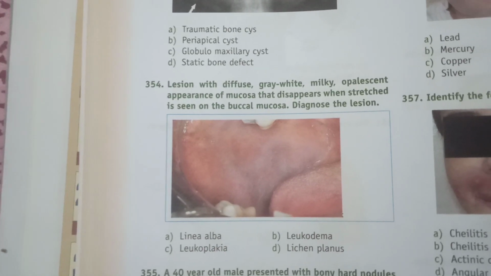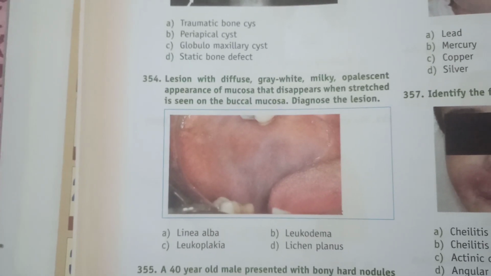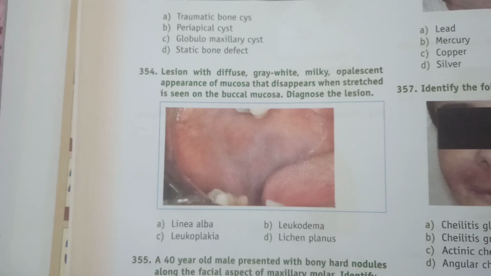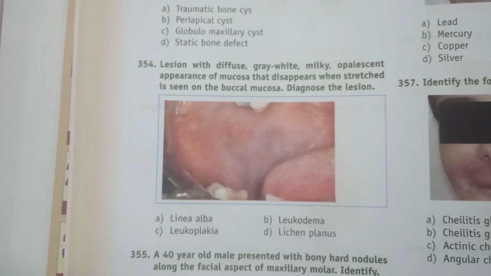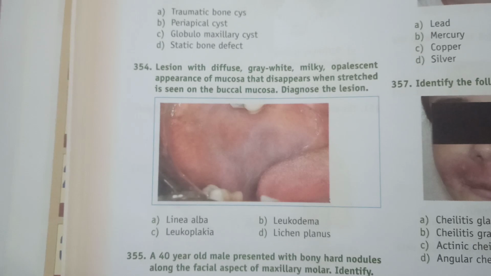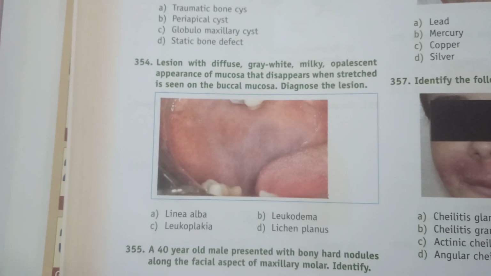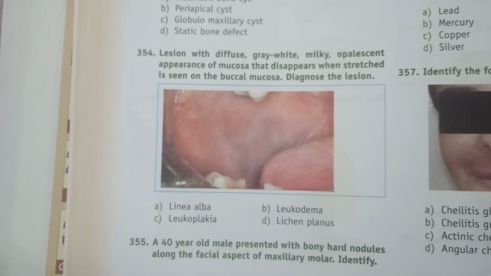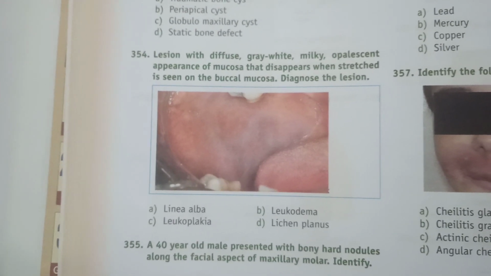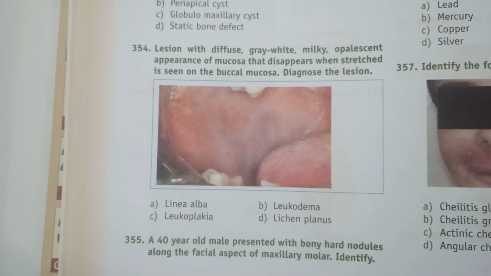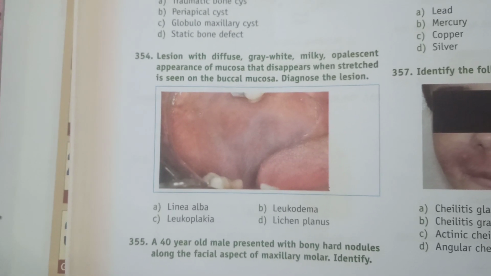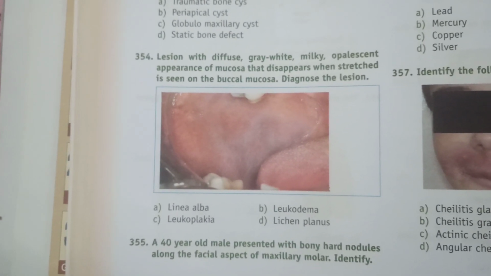So the next question, 354. Lesion with diffuse grey-white milky opalescent appearance of mucosa that disappears when stretched is seen on buccal mucosa. Diagnose the lesion. So the key term is that it disappears when stretched on buccal mucosa. The options are linea alba, leukoedema, leukoplakia, lichen planus. It's a very easy question. Correct option is B, leukoedema.